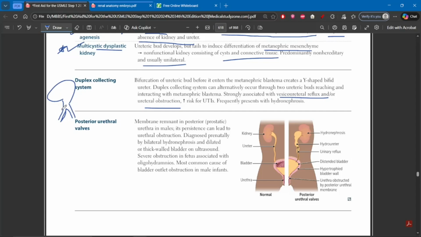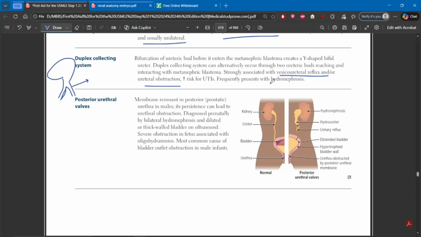Of course, if there are two ureteric buds, then there would be two collecting tubules, and an anatomical abnormality occurring. So two collecting tubules, two calyces. This is going to result in UTIs, and of course there is more production of urine. So now there is going to be more production of urine, and there will be vesicular reflux and then ureteral obstruction in these patients. Also, because of the increased production of urine, it is related to hydronephrosis.